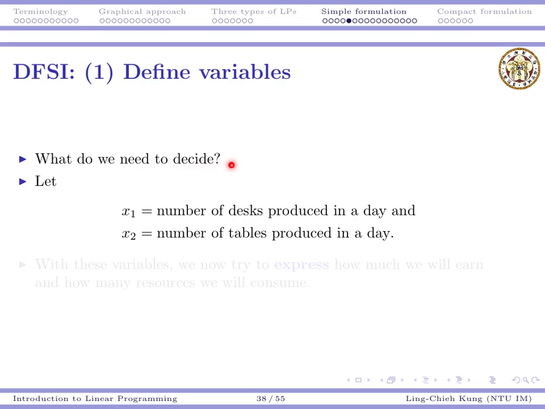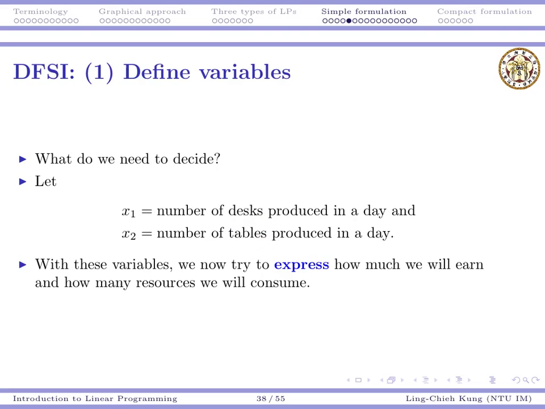The key information we need here is that we want to know what's the number of desks and what's the number of tables to produce in a day. So we define x1 and x2 as the number of desks and the number of tables produced in each day. Okay, these are the decision variables we have because these are the decisions we need to make.